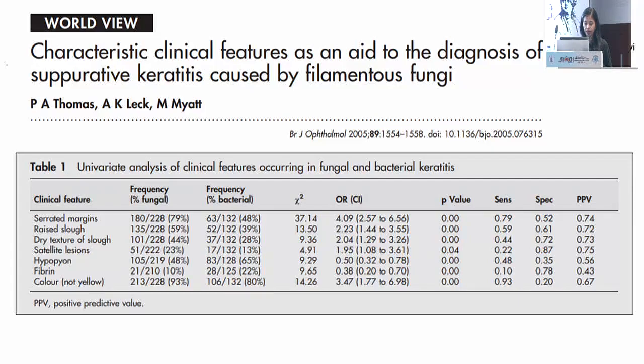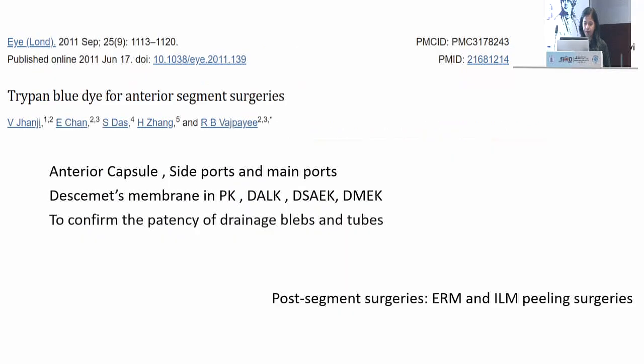Then demonstrating the characteristic features of fungi like serrated margins, dry slough, dry looking ulcer, and satellite lesions, there are also cases reported in which similar features were present in bacterial keratitis. So again, it is not very specific for fungi.